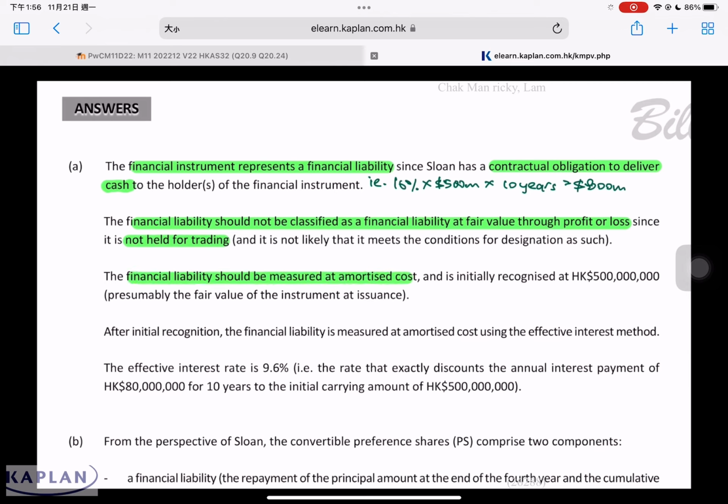If you know when you're going to pay and how much you're going to pay, it will be measured at amortized cost. We'll discuss this shortly when we talk about IFRS 9. Initially, it must be measured at $500 million. After initial recognition, it will be measured at amortized cost using the effective interest rate method. We are not given the effective interest rate. You have to calculate it yourself. The effective interest rate is 9.6%. That's all for part A. Can I take this out to do a further discussion?